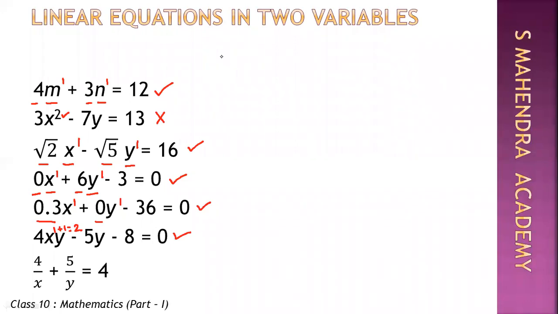In this equation, the equation can be rewritten as 4x^-1 + 5y^-1 = 4. Here, the power or the degree is minus 1. Therefore, this is not a linear equation in two variables.